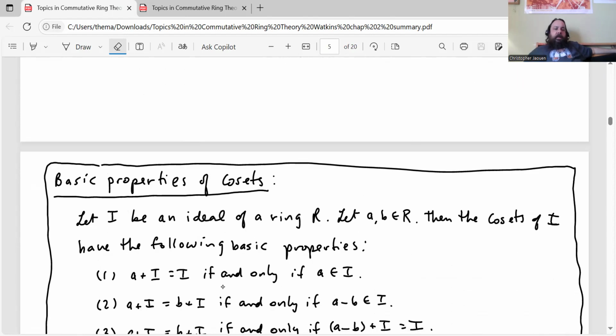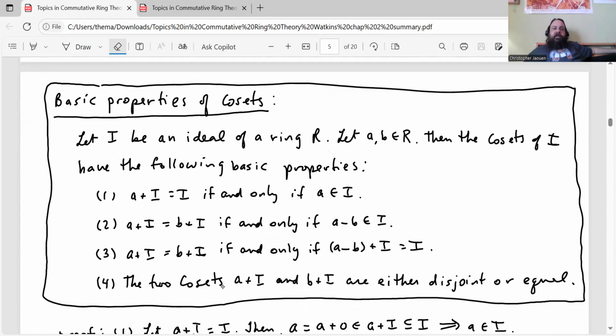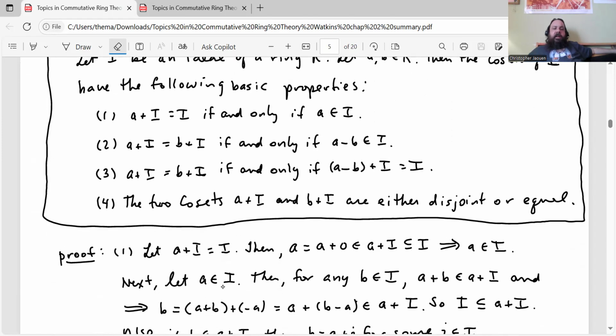Right. Next, we get to basic properties of cosets. There's four of them here. Let I be an ideal of a ring R. Let a, b be elements of R. Then the cosets of I have the following basic properties. One, a + I = I if and only if a is an element of I. Two, a + I = b + I if and only if a - b is an element of I. Three, a + I = b + I if and only if (a - b) + I = I. And lastly, four, the two cosets a + I and b + I are either disjoint or equal.